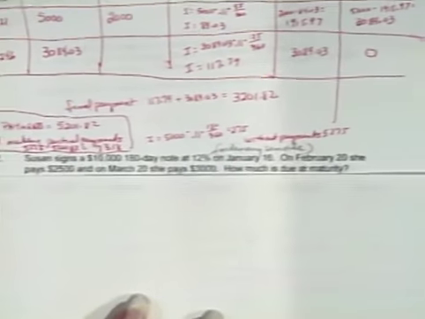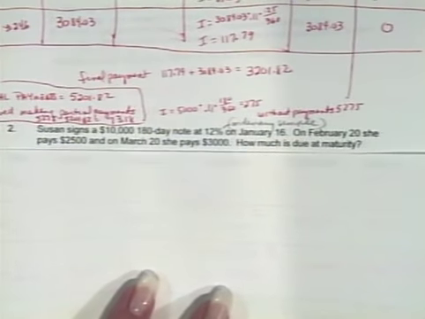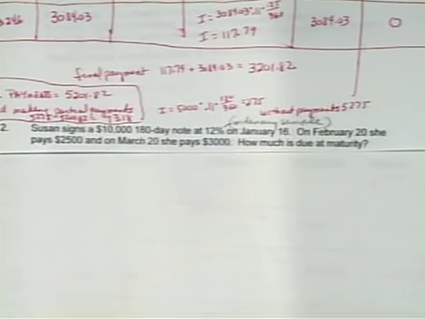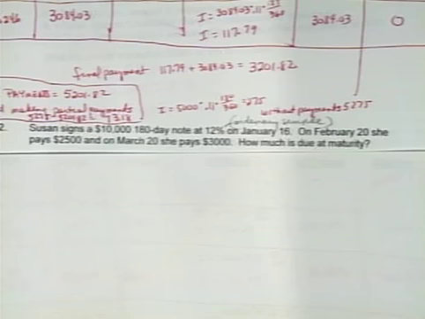And the question is, Susan signs a $10,000 note, 180 days, 12%. I've got ordinary simple interest. I must have been on cough syrup when I typed some of these notes also. I didn't put all the info in. On January the 16th, she, on February 20th, pays $2,500, and on March 20th makes another payment of $3,000. How much does she owe at maturity?